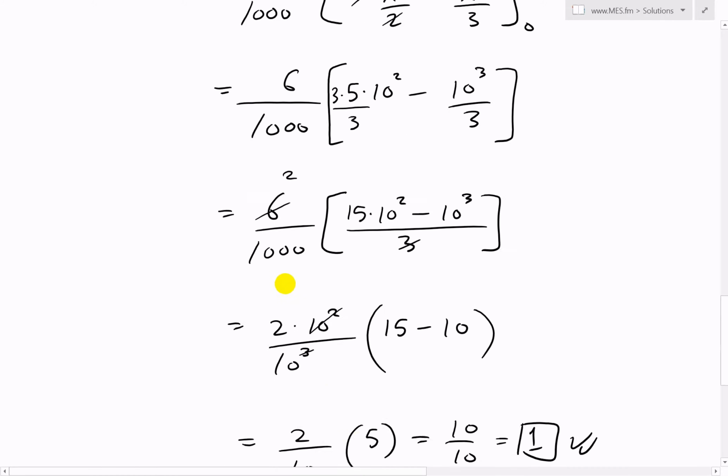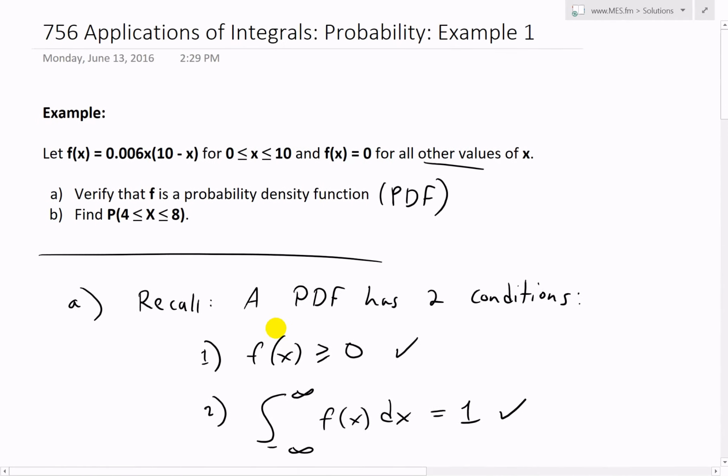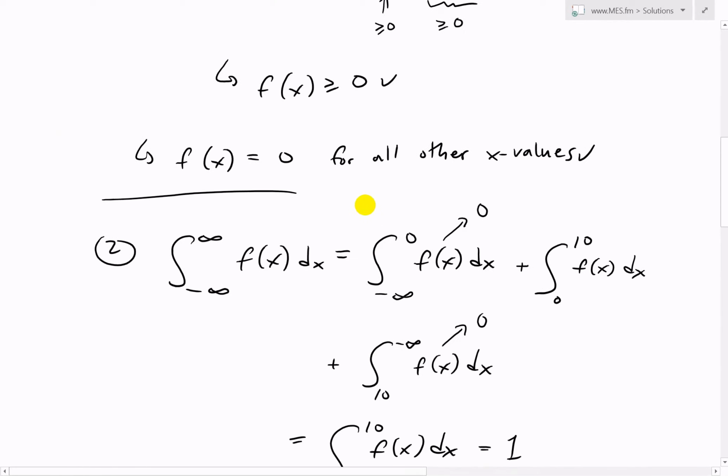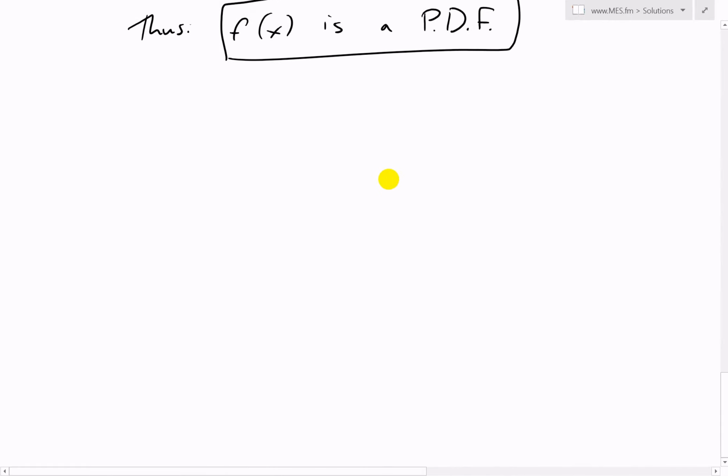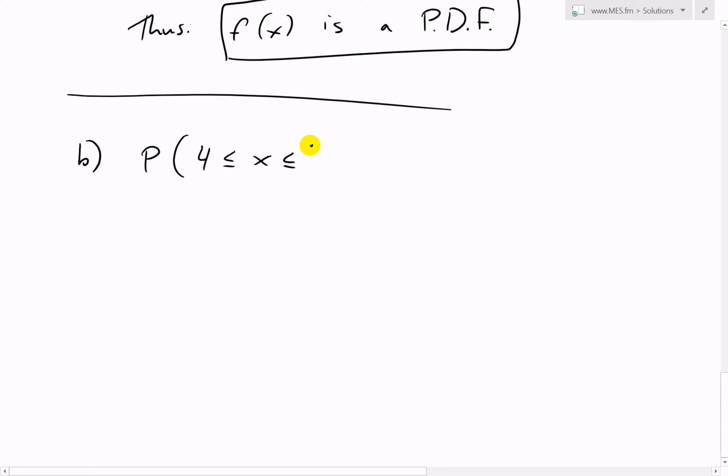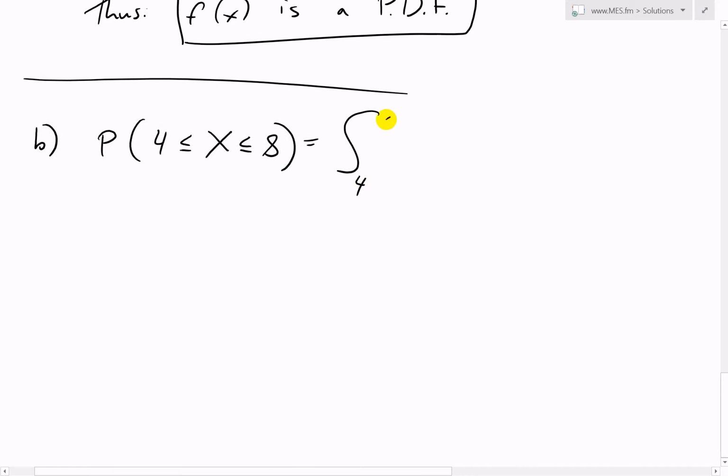And now let's look at the second part of the example, which states: find the probability that x is between 4 and 8. So again, that's the same thing, but now the intervals are different from what I did above. So part B, the probability that 4 is less than or equal to X, less than or equal to 8. And we'll just put a capital X for signaling the random variable. I think that's usually what they would write. So we'll have 4 to 8, and then this is going to be f of x, which is 0.006 x, and then this is 10 minus x.